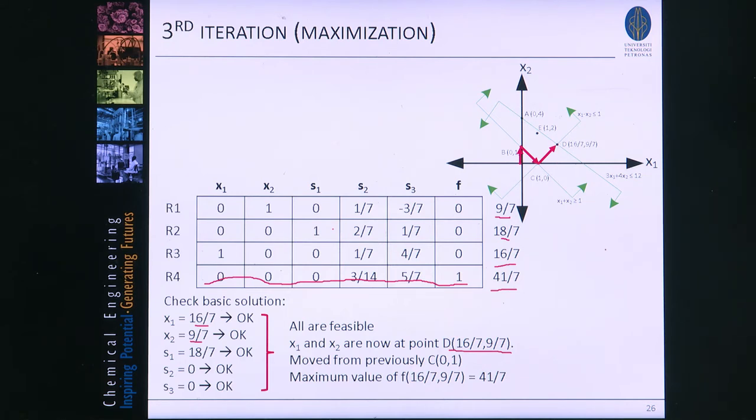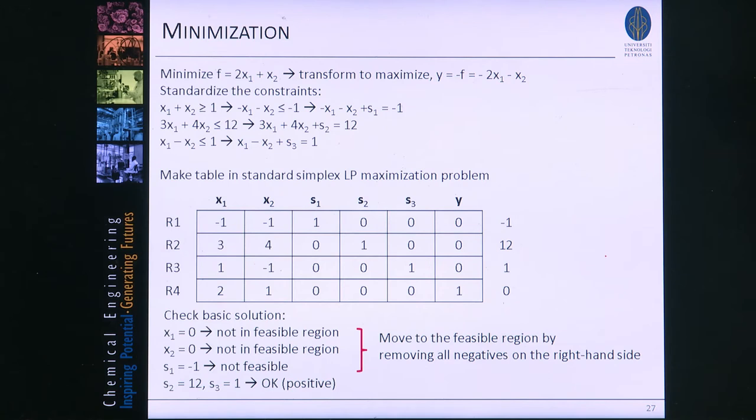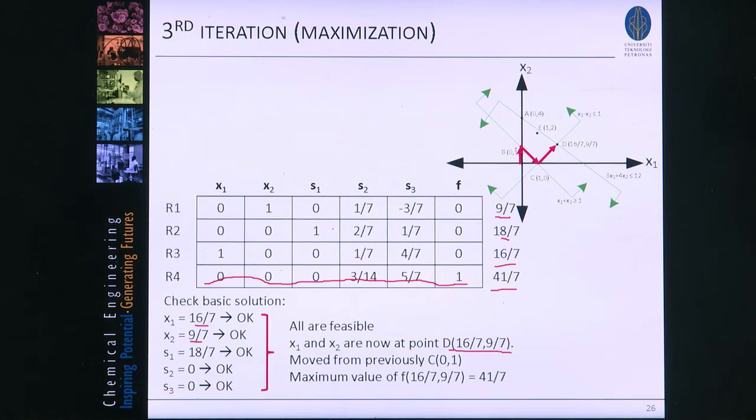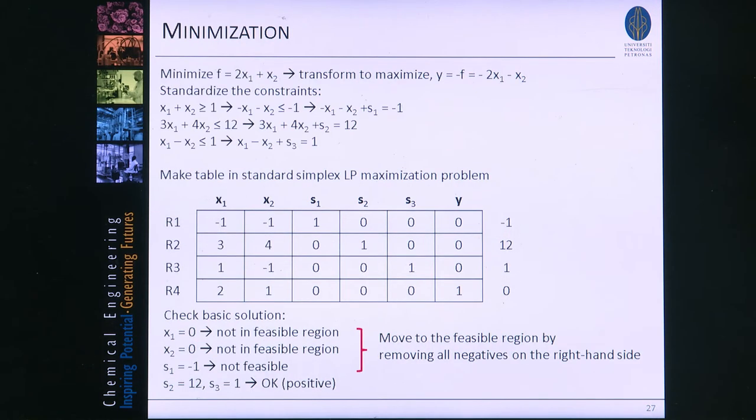So how about if we now do the minimization of the same problem? We want to minimize this same function. We know what the result will be, which is point B. So now we minimize this. How do we do that? If we do that in simplex, we have to transform this minimization into maximization.